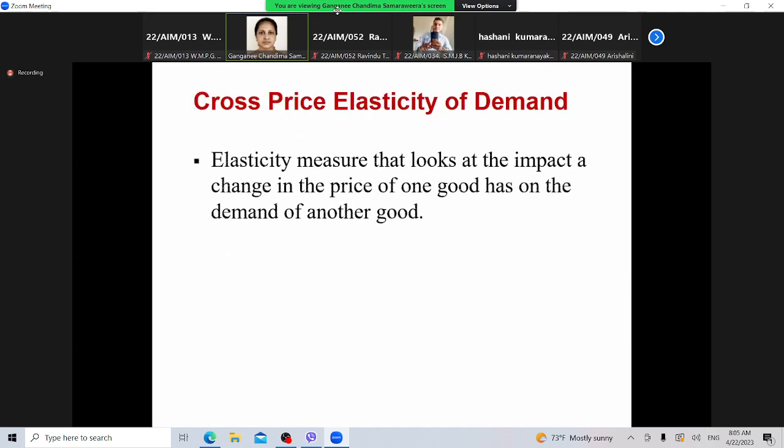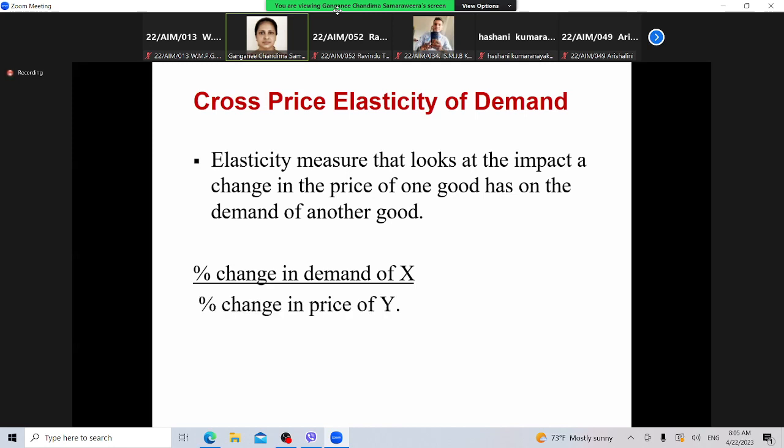Now we'll see cross price elasticity of demand. So here you have two goods. Before, every time we considered only one good. But for cross price elasticity of demand, we need to see the percentage change in quantity demanded of X over the percentage change in price of Y. Due to the change in price of one good, what is the change in quantity demanded of another good?